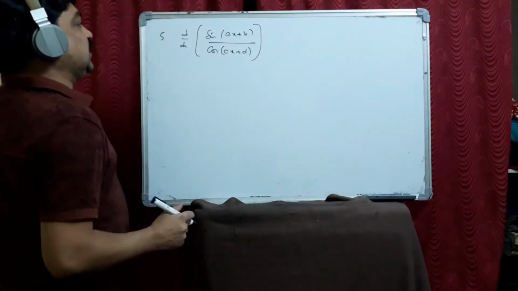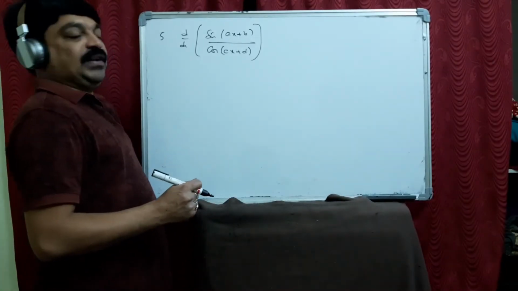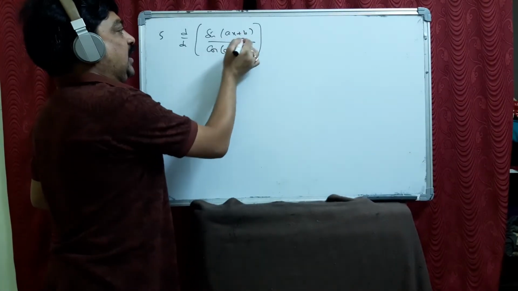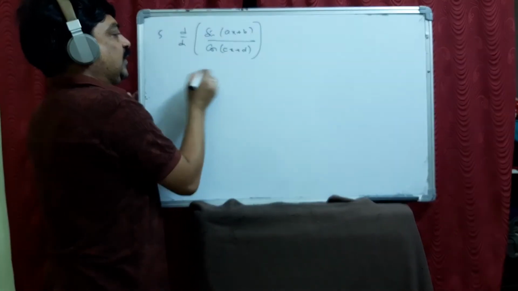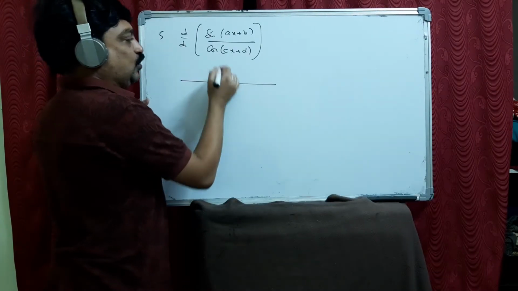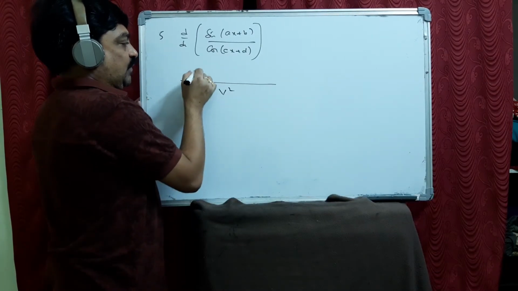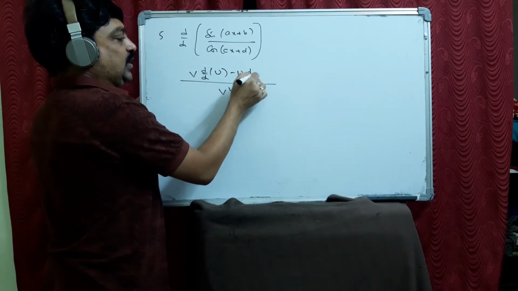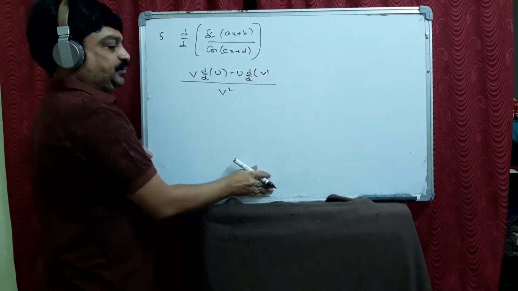Now this looks like u by v. Let us apply the u by v formula. Here we take sine of x and cos of some y. Let us see. First I will write the formula of u by v: (v d by dx of u minus u d by dx of v) over v square.